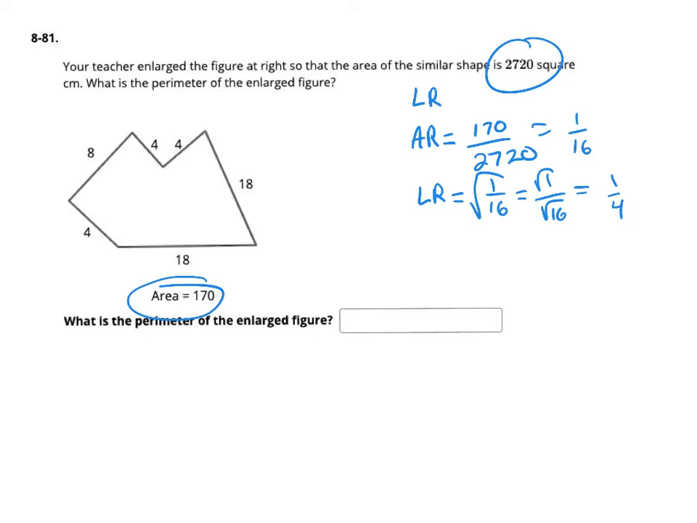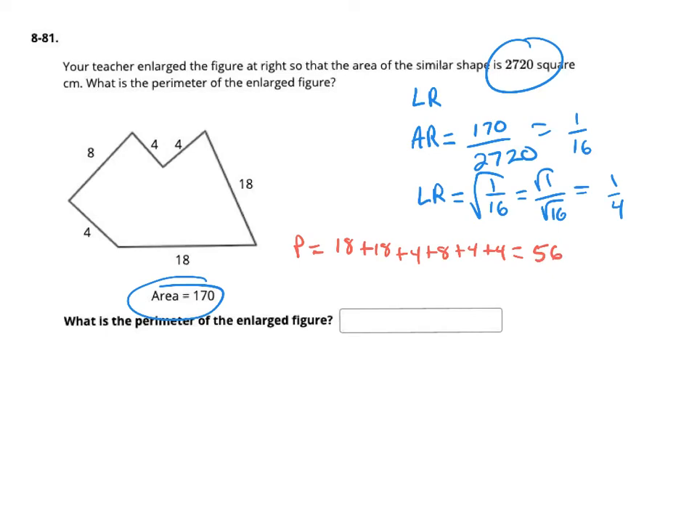So now I need to find the perimeter of the original shape. To do that, all I need to do is add together all of the sides. So if I add 18 plus 18 plus 4 plus 8 plus 4 plus 4, I'm going to end up with 56. Now, that's the perimeter of the small shape.